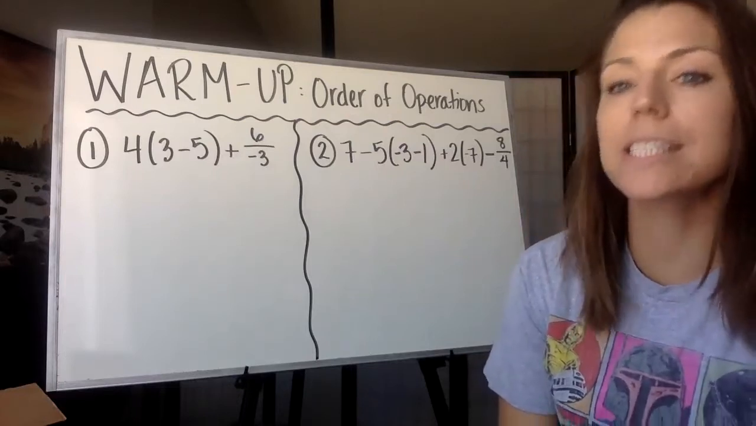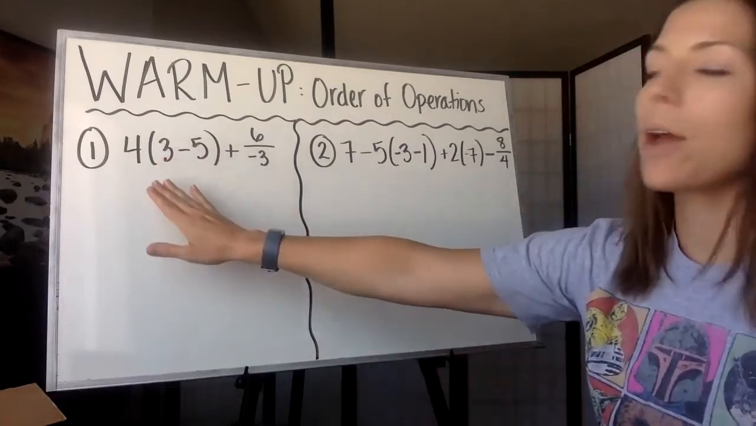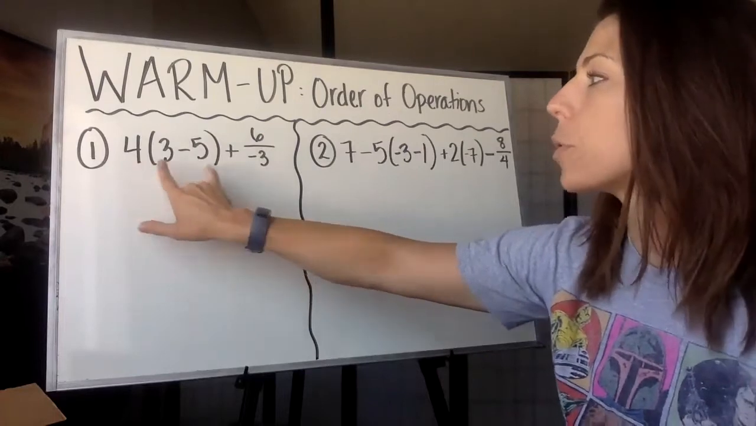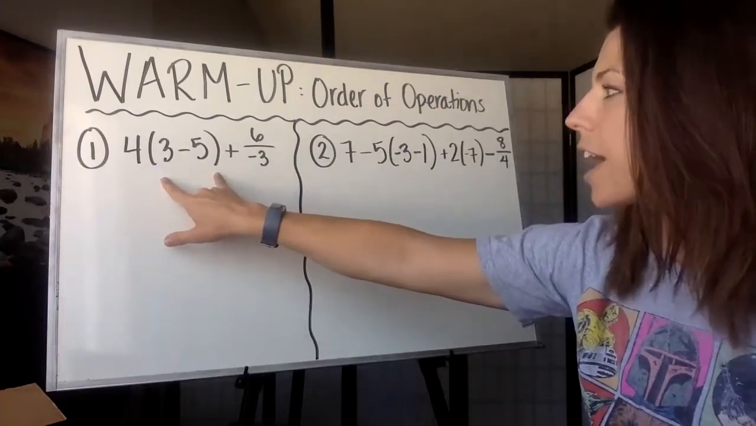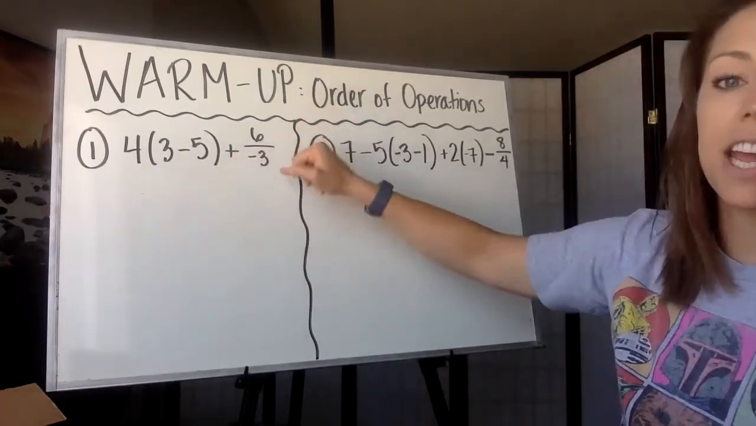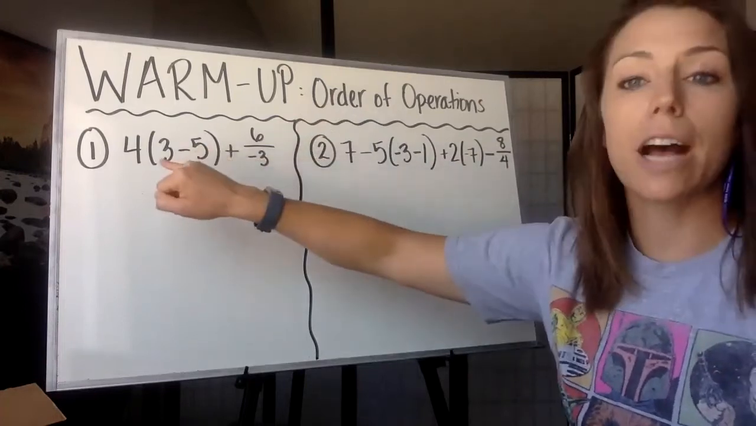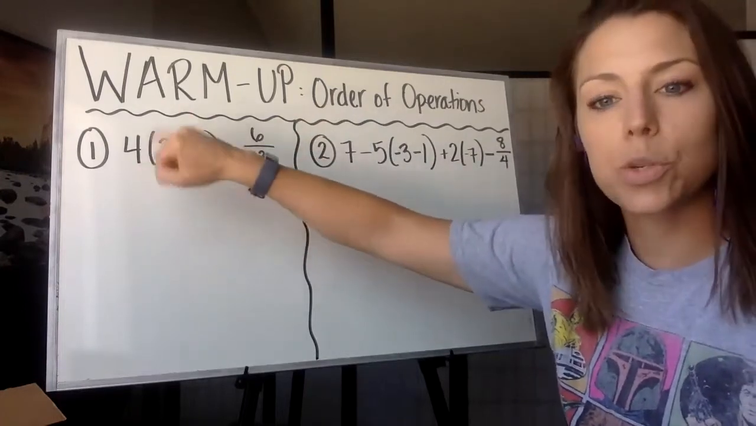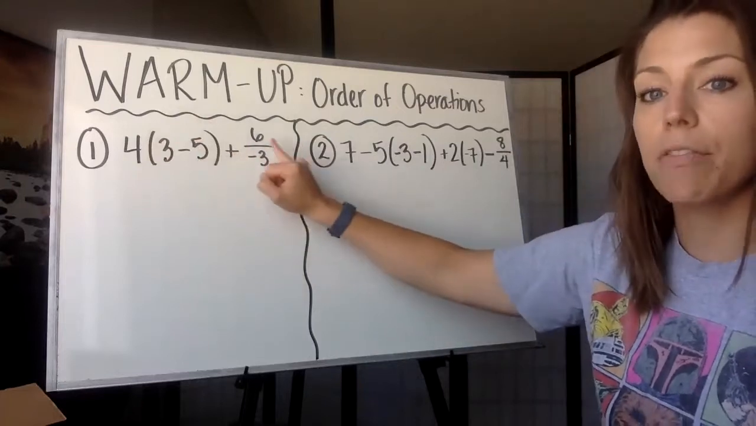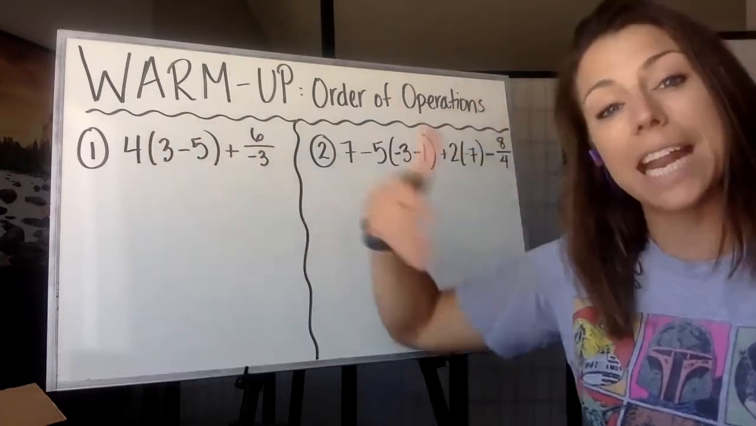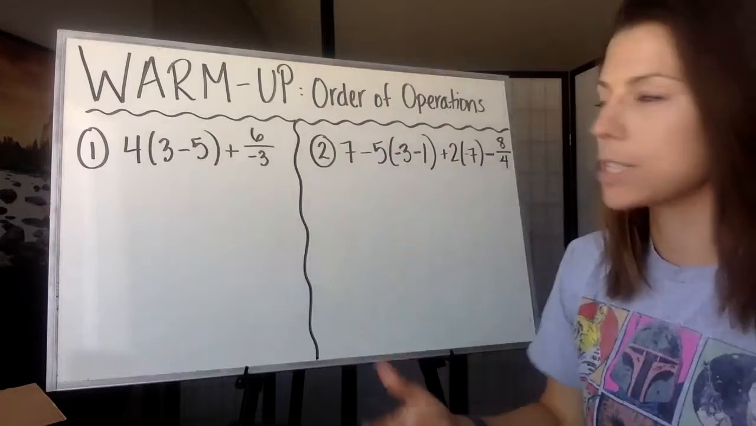order of operations. So for number one, I would like you to write down the expression 4 times the group of 3 minus 5 plus 6 divided by negative 3. Remember, in algebra, we end up using parentheses to represent multiplication and fraction bars to represent division. So we're getting used to seeing that in these types of expressions.